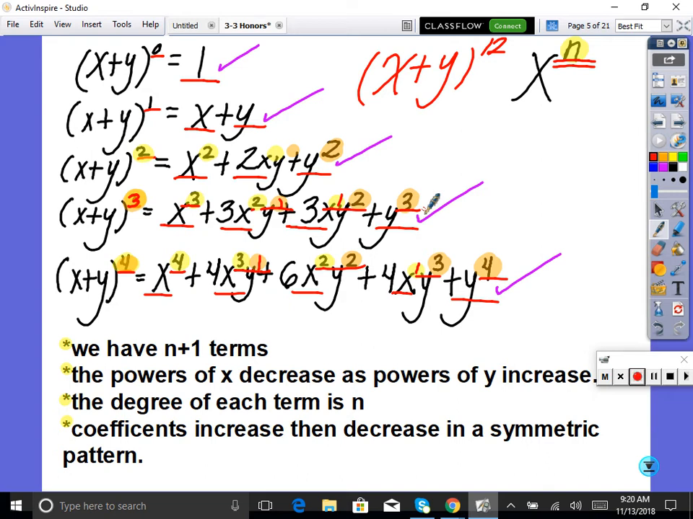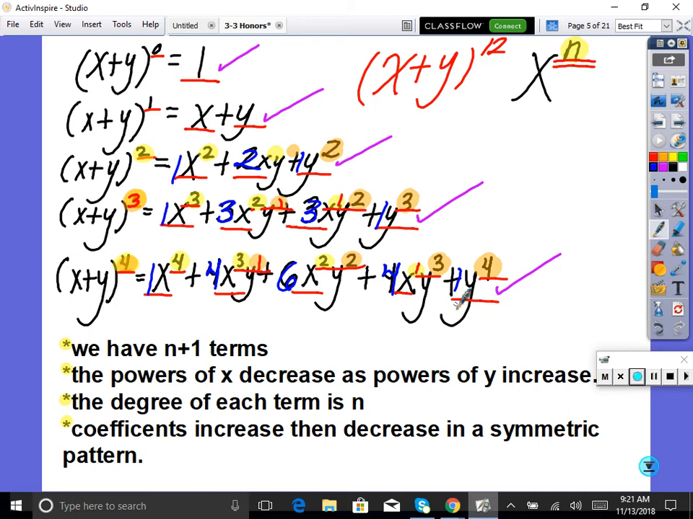Then now let's focus on the coefficients. Coefficients means the number in front of the variable. So what do we see happening here? This is a 1, a 4, a 6, a 4, a 1. Great. 1, 3, 3, 1. 1, 2, 1. Aren't the coefficients going up and down in the same pattern?